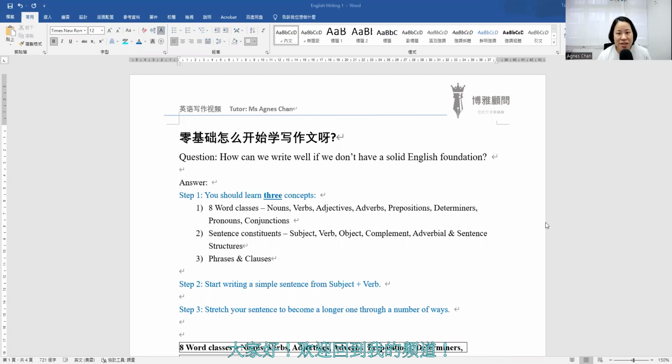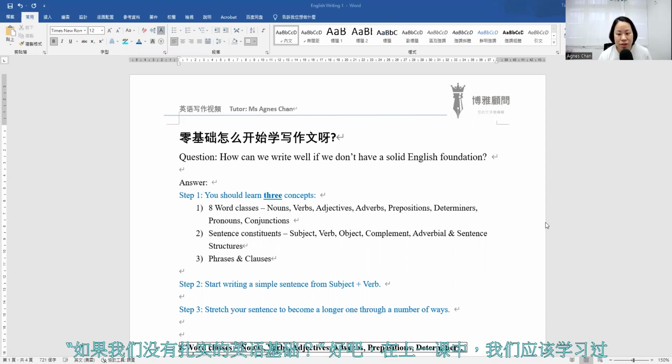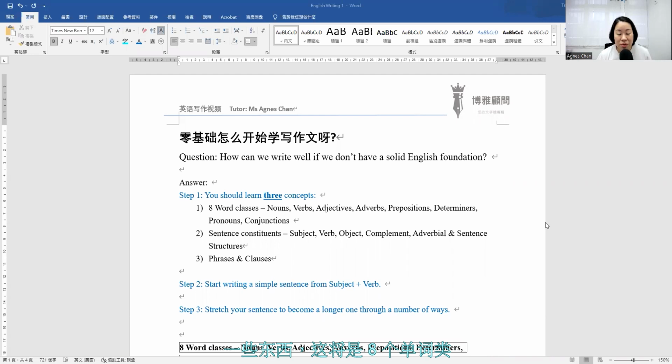All right, so this is a continuation of the previous lesson. A friend of mine asked me a question: how can we write well if we don't have a solid English foundation? In the previous lesson, we should have learned the 8 word classes. If you still remember, they are the nouns, verbs, adjectives, adverbs, prepositions, determiners, pronouns, and conjunctions.